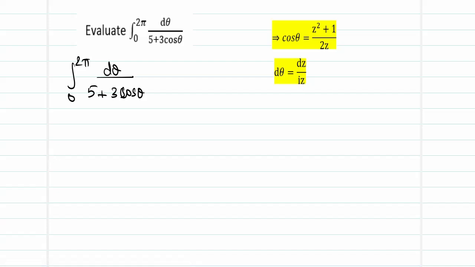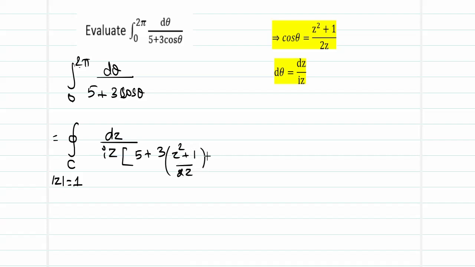I now put everything back in my integration, so that this integral, which was from 0 to 2 pi, will now become an integral along the closed curve C. And what is my closed curve C? The unit circle mod z equal to 1. So first my limit 0 to 2 pi gets converted. Next d theta gets converted as dz divided by iz. And now 5 plus 3 times cos theta gets converted as 5 plus 3 times z square plus 1 divided by 2z. So now let us take the LCM, integral over C, dz divided by iz.